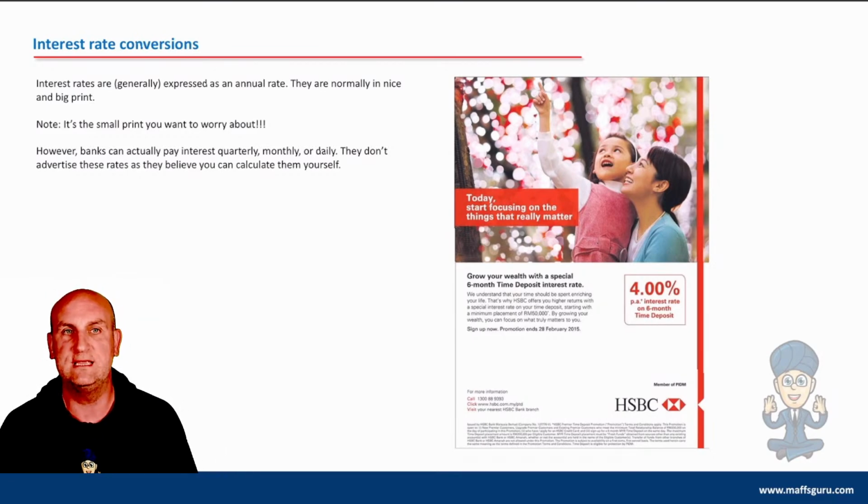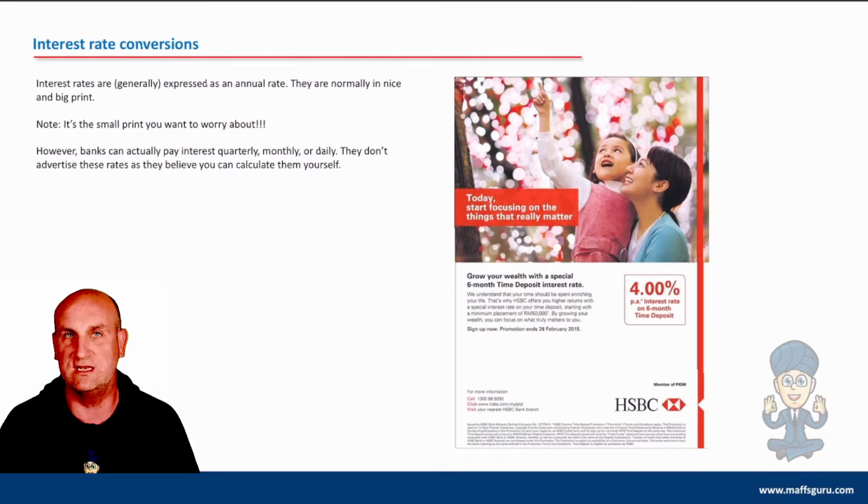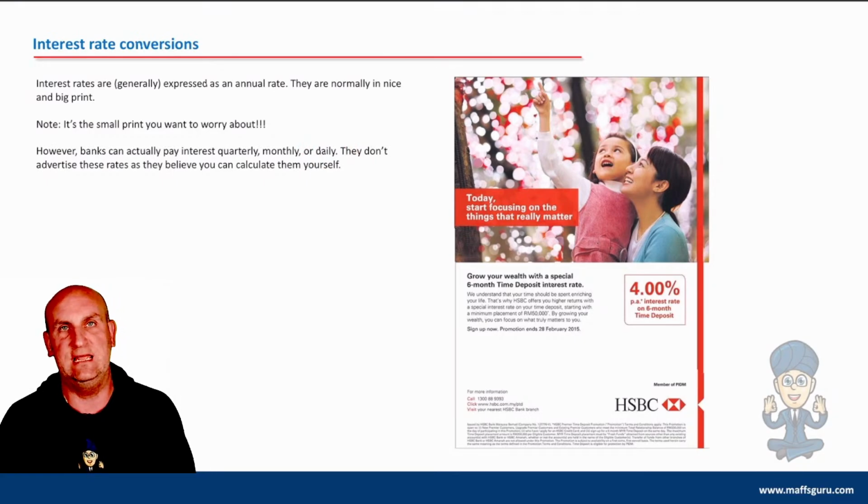Now, the point of it is that interest can be paid in all sorts of different ways. What we're going to look at very quickly is the idea of paying it quarterly, that's every 3 months, or monthly, or daily. As it turns out, if you take out a loan, or you pay money into a bank, you're actually given interest daily.